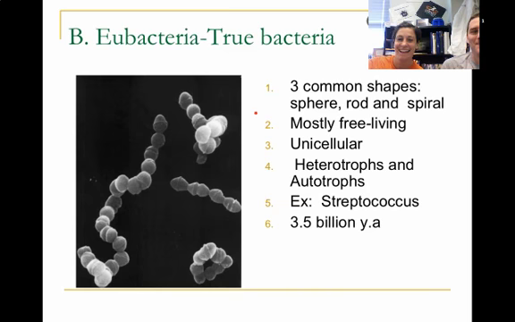Okay, so that takes us to the eubacteria, which means they're true bacteria. These are the ones that actually make you sick. There's three common shapes. There's spheres, there's rods and spirals, which that's not important right now. It's going to be important when we get to the phylum of bacteria. Most of these are free-living, which means they float around. They can survive on door handles, on the little faucets in the bathrooms, anything like that. They're unicellular, which means you're made up of only one cell. They can be either heterotrophic or autotrophic. And this example here is a streptococcus bacteria. This is what gives you strep throat. And the first known fossils of these were found to be about 3.5 billion years old.